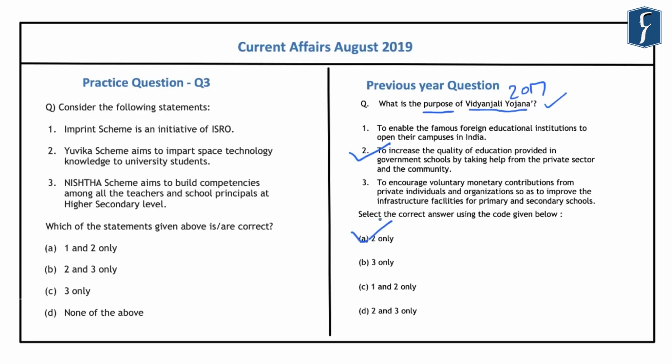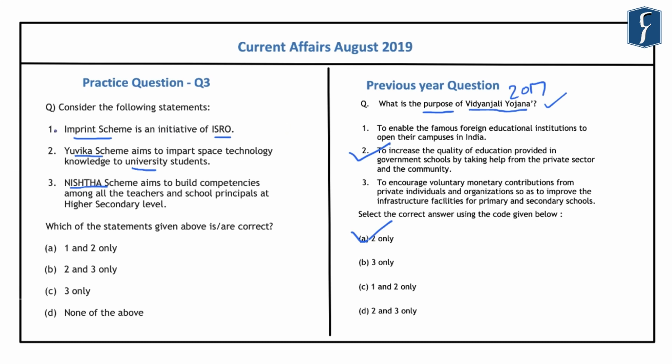Now, based on this previous year question, we have created a question which includes 3 important educational initiatives by different organizations. And in this line, this question reads, consider the following statements. The first is that the Imprint scheme is an initiative of the ISRO. Second is that the Yuvika scheme aims to impart space technology knowledge to the university students. And the third is that the Nishtha scheme aims to build the competencies among all the teachers and school principals at higher secondary level. Now, in this question, the Imprint scheme was in news in the month of August. However, we have created this question based on 3 important initiatives related to the educational sector.